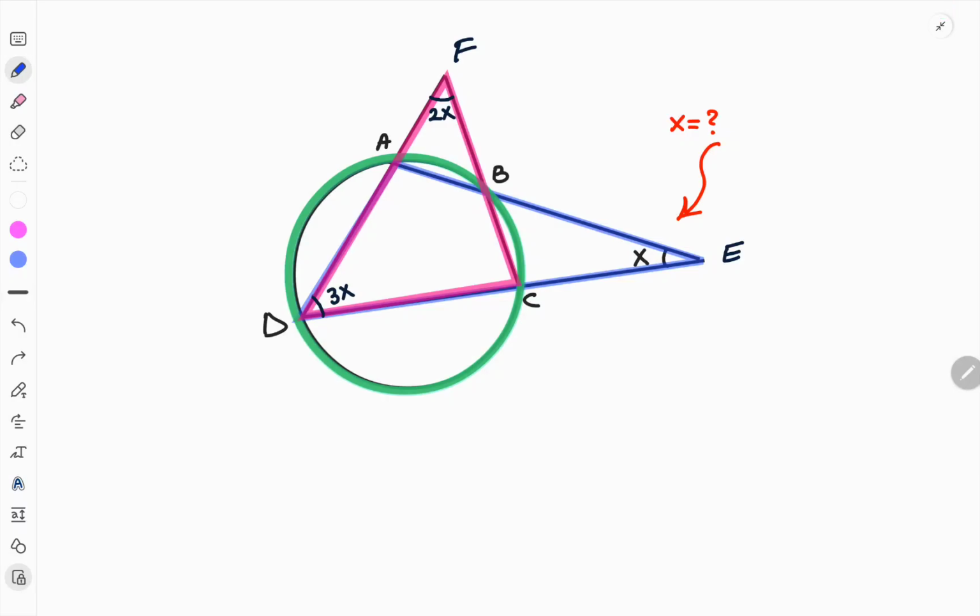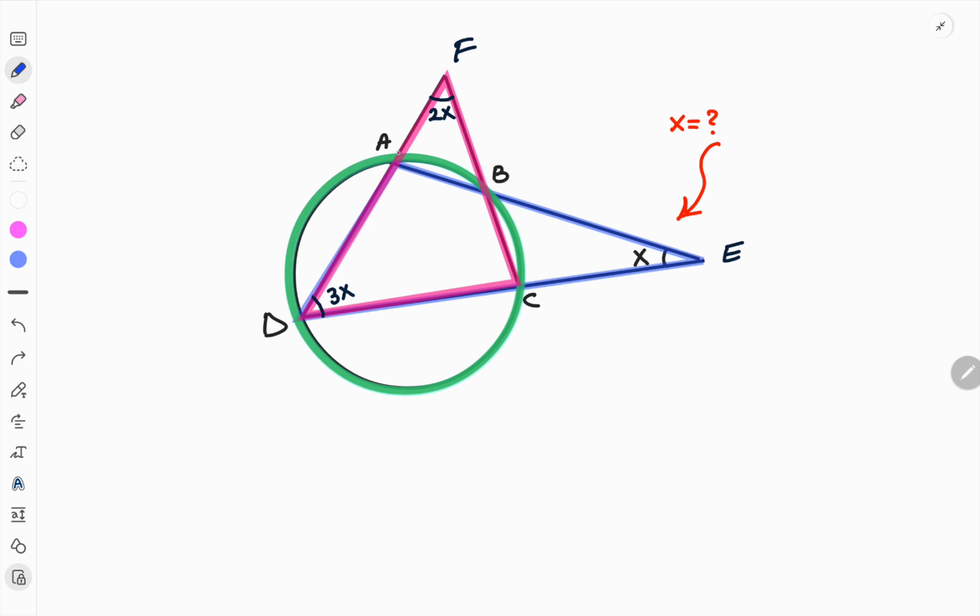My name is Neil and in today's video I'm gonna tackle another challenging geometry question. Let's dive right in and get started. As you can see in this figure, we have a circle and two triangles and we are looking for the measure of angle E, which is x.